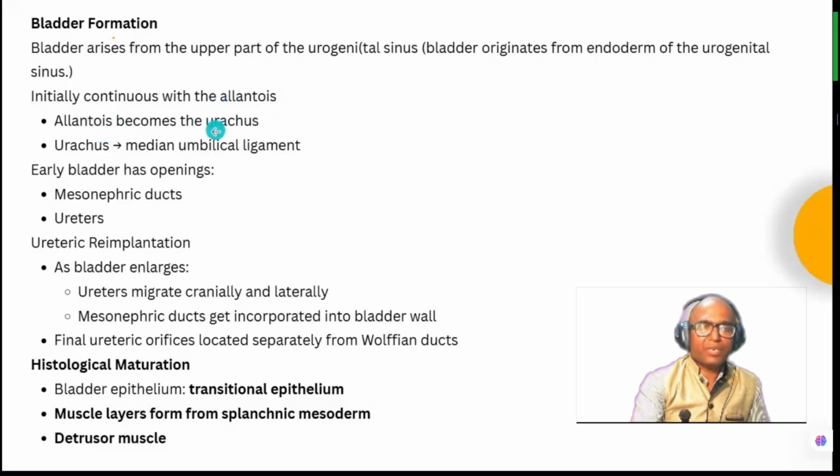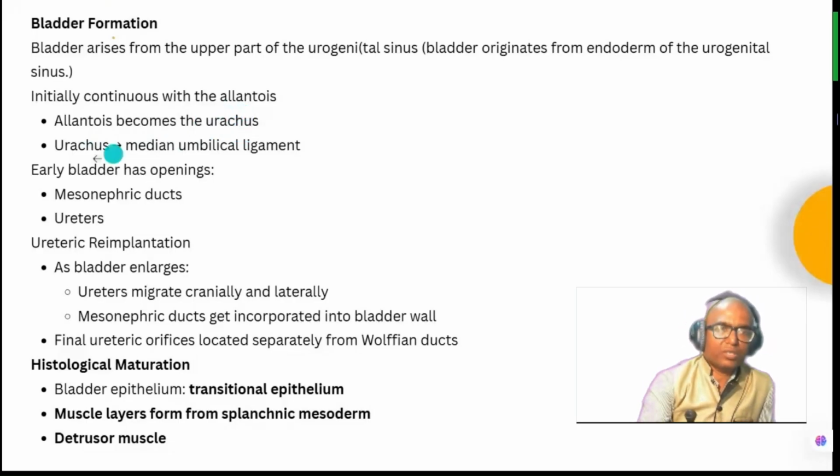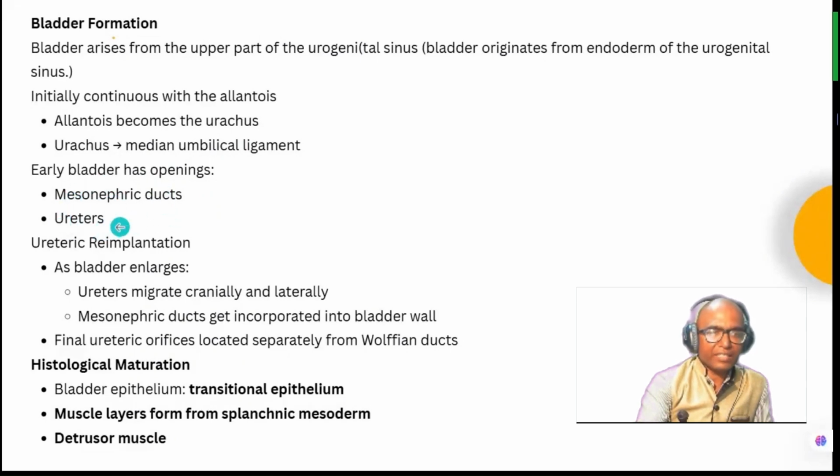Okay, this is also SBA. What is the fate of the allantois in the adult? It is the urachus. Okay, so the urachus will lead to the formation of the median umbilical ligament. So this will form the median umbilical ligament in the adults. Okay, so the early bladder has got the opening of the mesonephric duct and the ureter. So it will have the opening of both the mesonephric duct and the ureter.